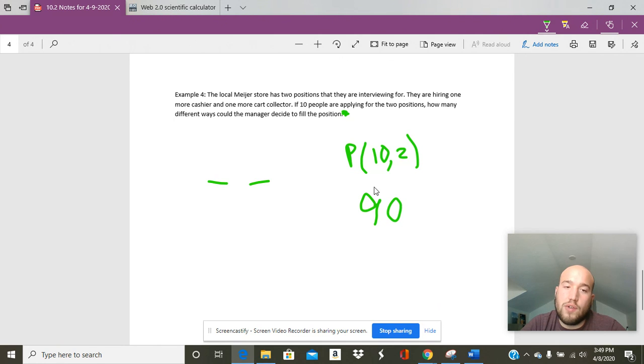Now, if you had chosen to do it the other way, there were 10 people for the first slot. After one of them is hired, there's 9 left for the second slot. 10 times 9 is 90.